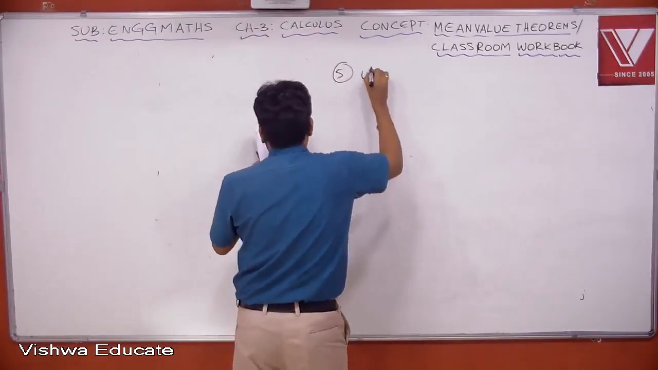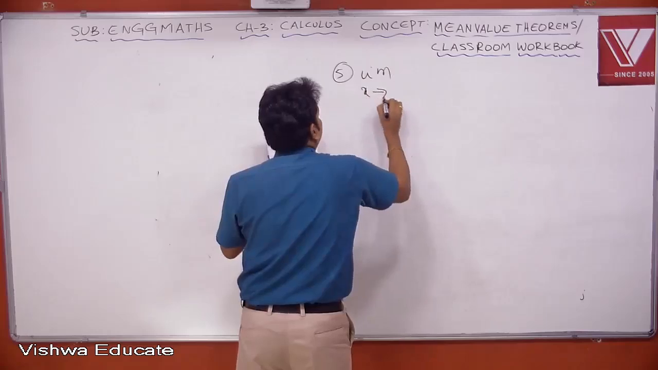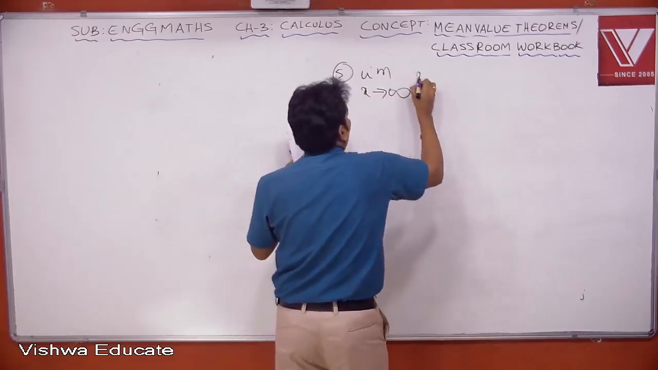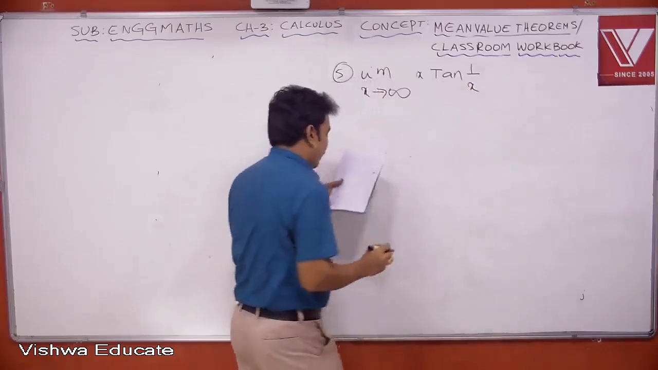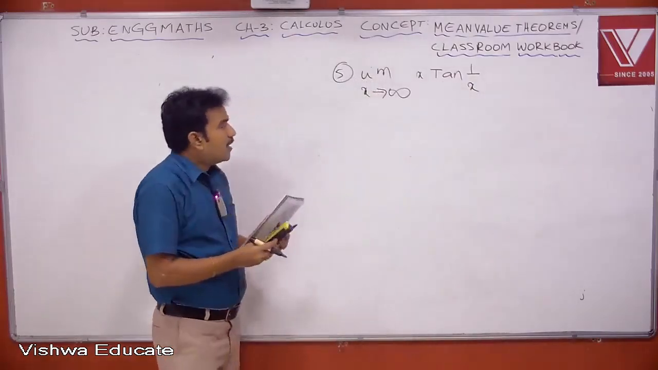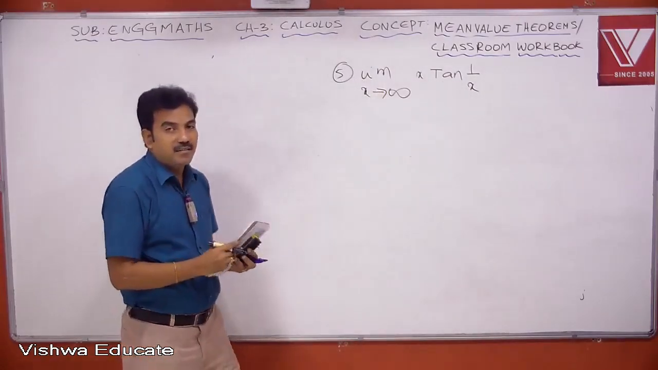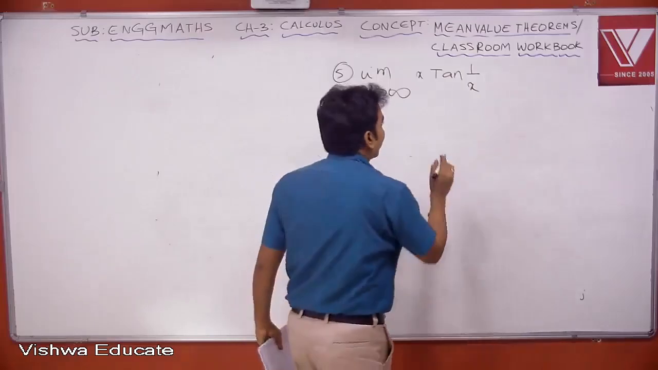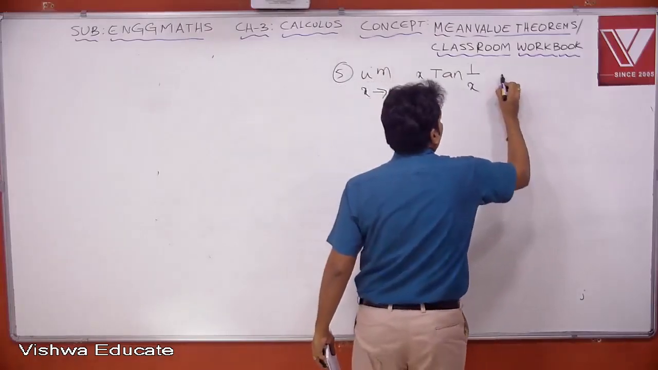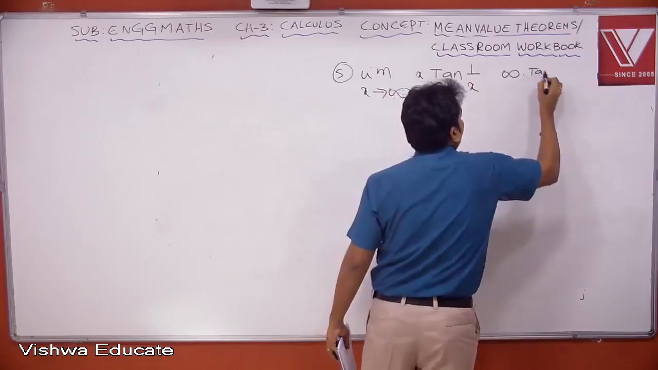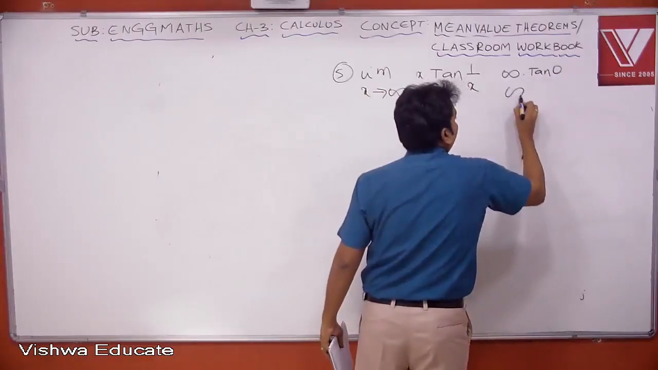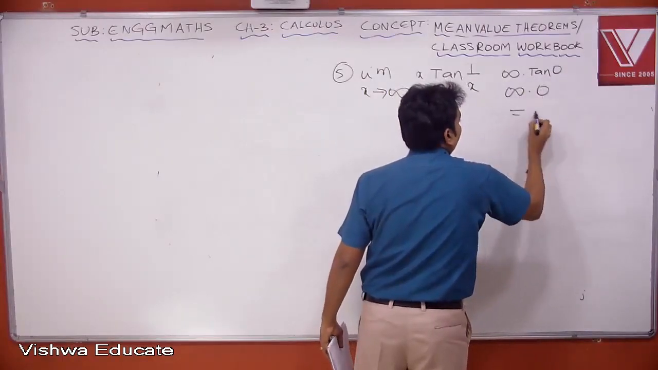This is limit x tends to infinity, x into tan 1 by x. Options are given. Now here x is infinity, so people may think like this. Replace x by infinity: infinity into 1 by infinity is 0. Now this is tan 0. Tan 0 is 0. Infinity into 0 is 0.